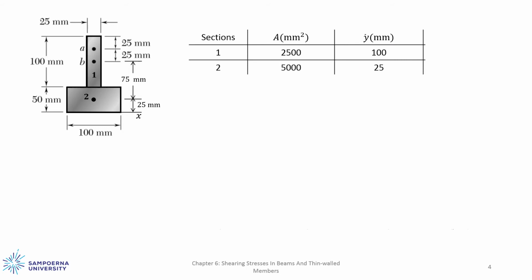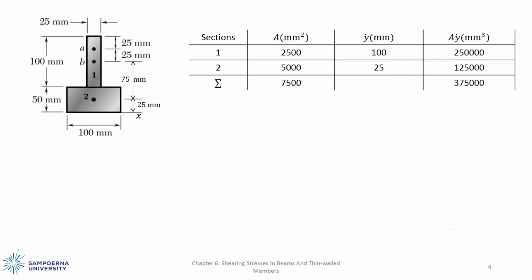Then we multiply A with y cap. Then we calculate the sum of areas and the sum of A y cap. Then, using the neutral axis formula, we get the location of the neutral axis is 50 mm from our reference.